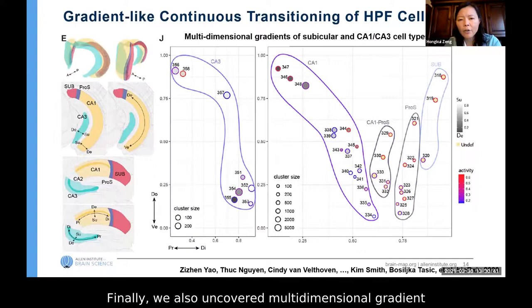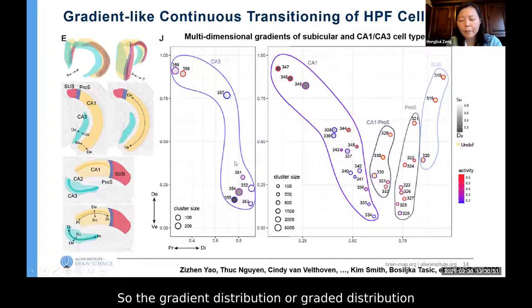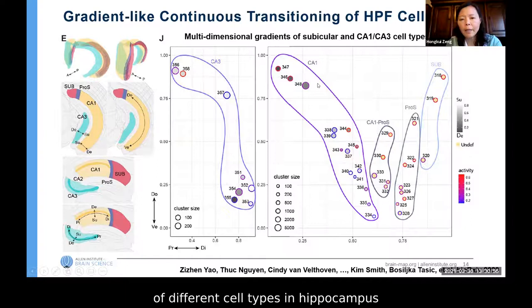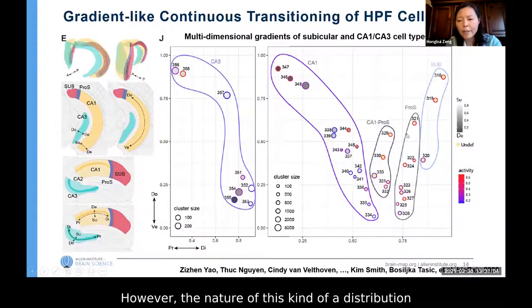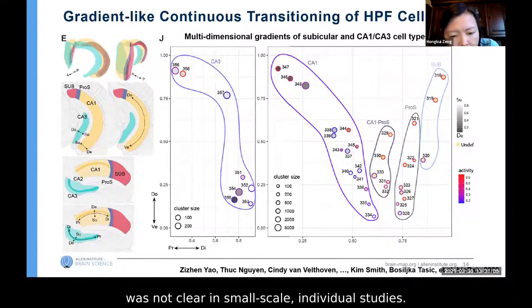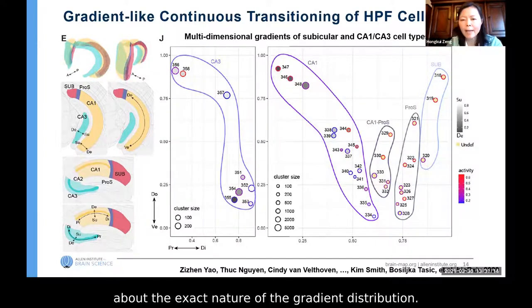Finally, we also uncovered a multidimensional gradient distribution of cell types in the hippocampus and its nearby subicular region. The graded distribution of different cell types in hippocampus has been known for a number of years now in a number of individual studies. However, the nature of this distribution was not clear in small scale individual studies, and there is much controversy and debate about the exact nature of the gradient distribution.